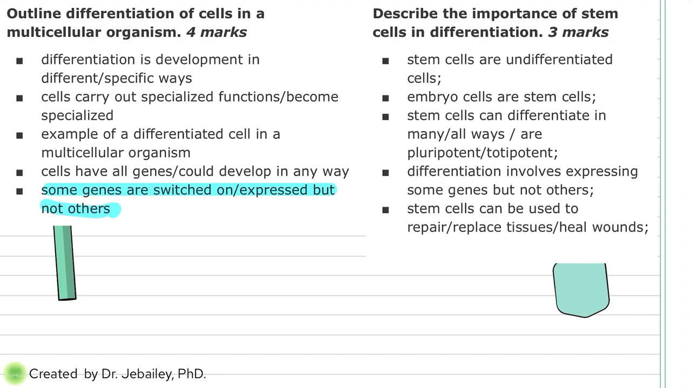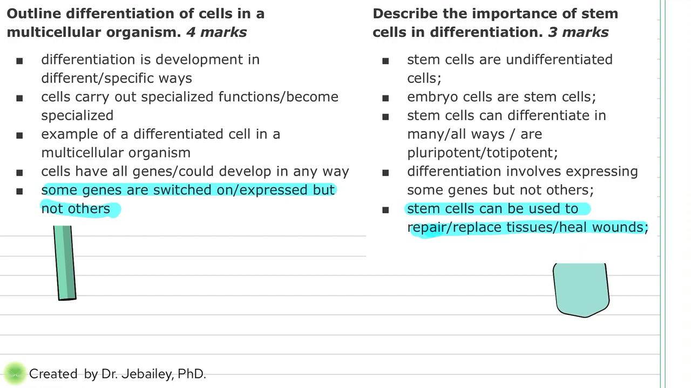And on this side, stem cells can be used to repair and replace tissues. So again, this is just describing what stem cells are. If you see a common trend here, first start by explaining what stem cells are. They can repair, stem cells are undifferentiated, they are used to treat diseases. Now, where are they located?